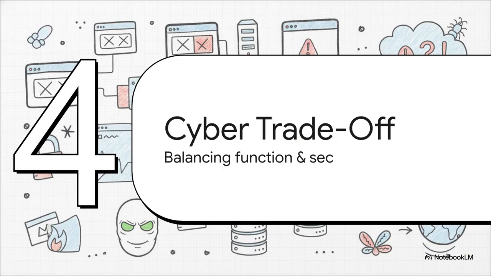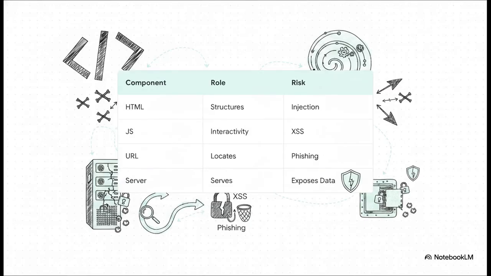Which brings us to Section 4, the cybersecurity trade-off. It's all about balancing function and security. Let's bring it all together. Every single component we've just discussed has a brilliant intended role, but it's paired with a specific vulnerability. HTML structures content, sure, but risks injection. JavaScript adds interactivity, but risks cross-site scripting. URLs locate resources, but enable phishing. Web servers serve resources, but misconfigurations expose data. You simply cannot have the incredible utility of the web without accepting and actively mitigating these built-in risks.